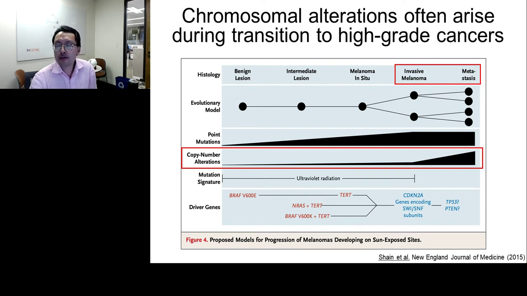Exactly how the generation of chromosomal alterations can contribute to the transition from pre-cancer to cancer is unknown, but we think that by understanding how these alterations arise, we can gain new insight into this transition, which may help us find better biomarkers to predict disease progression, as well as uncover new vulnerabilities associated with high-grade disease.